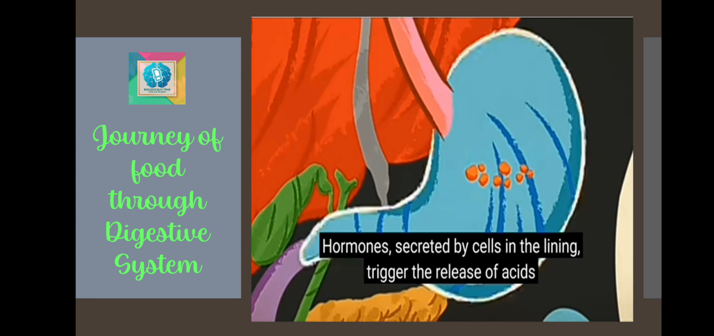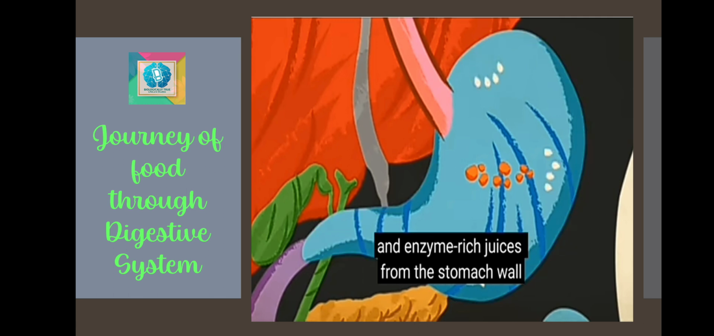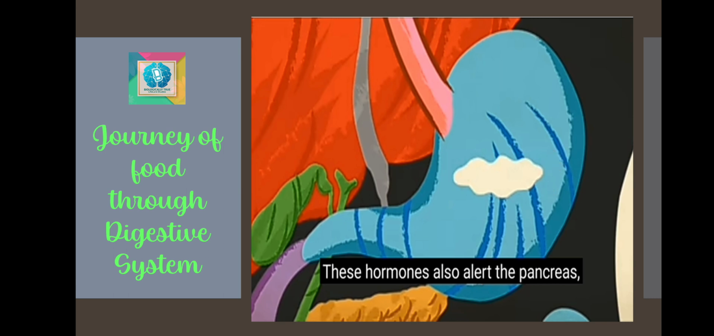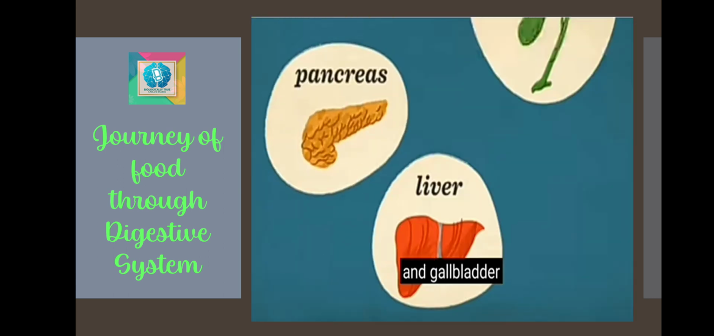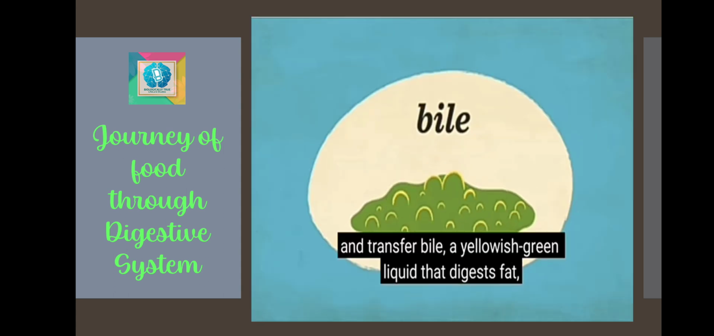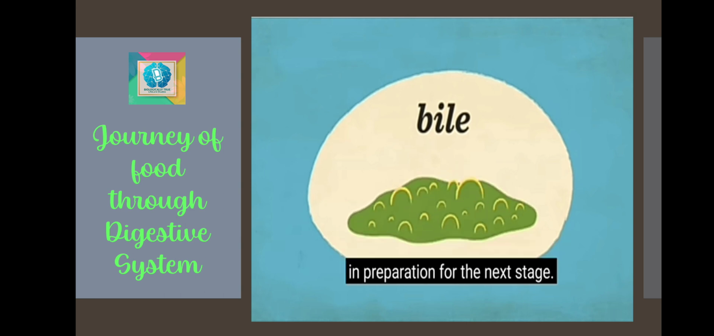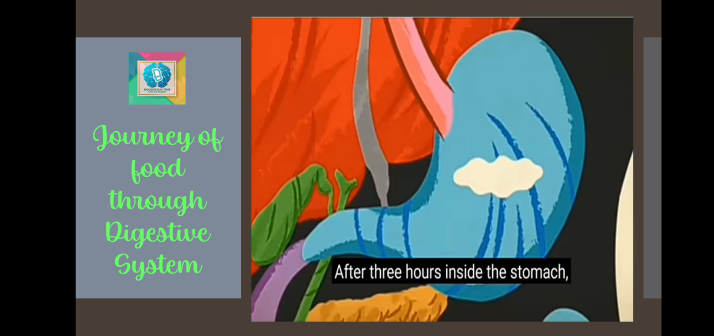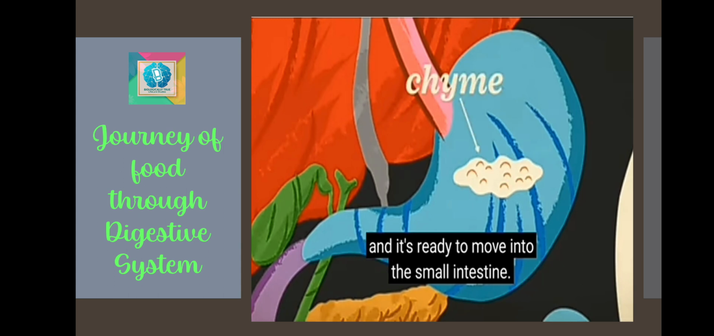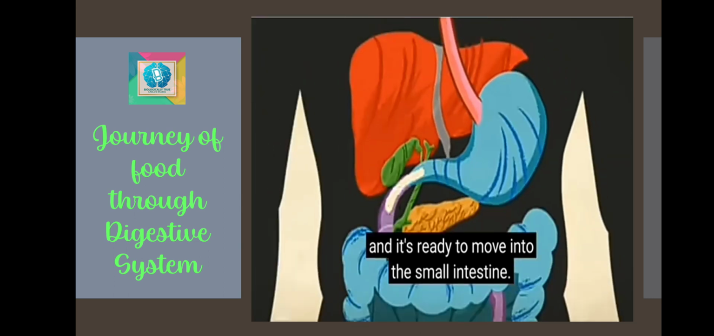The hormones, which are secreted by cells in the lining, trigger the release of acids and enzyme-rich juices from the stomach walls that start to dissolve the food and break down its proteins. These hormones also alert the pancreas, liver, and gallbladder to produce the digestive juices, including bile, a yellowish green liquid that digests the fat in preparation for the next stage. After 3 hours inside the stomach, the bolus is transformed into a frothy liquid called chyme, and it is now ready to move into the small intestine.